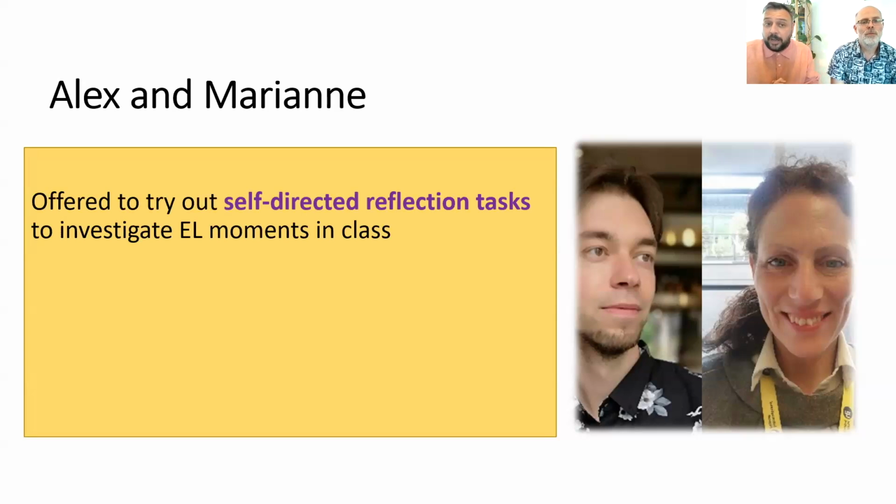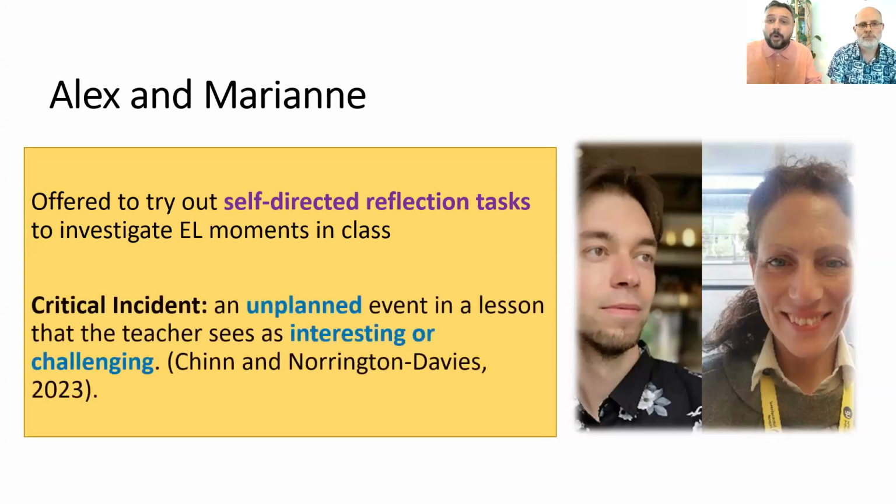So I offered them some self-directed reflection tasks to try out. One of the tasks that they picked was focused on critical incidents. What I mean by critical incident, and Danny and I define it this way in our book, are unplanned events in class that the teacher sees as interesting or perhaps challenging. Not always negative though, but something that's interesting. And emergent language moments in class are always critical incidents because they're unplanned in this way.